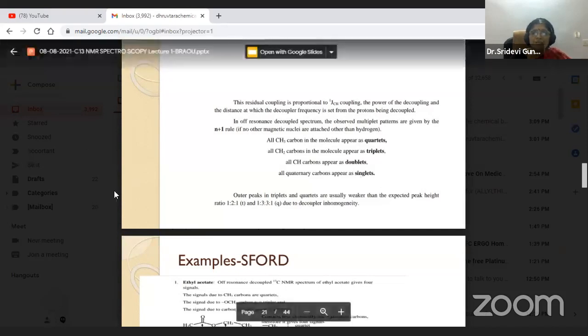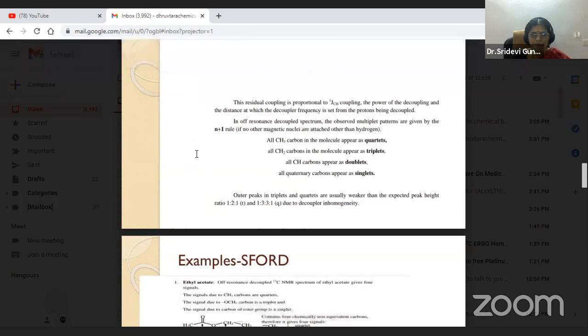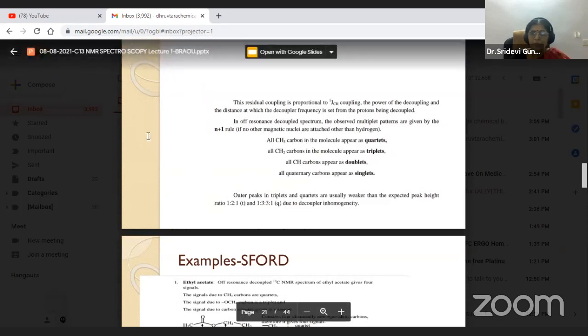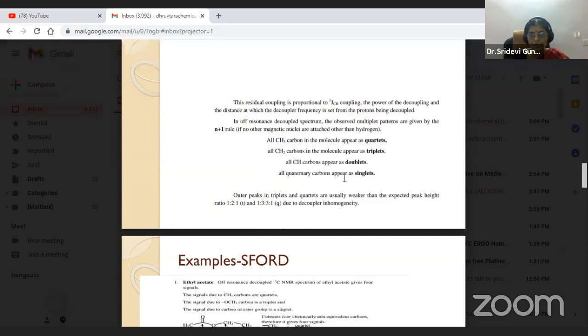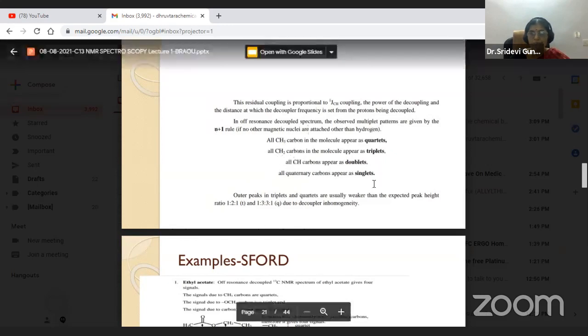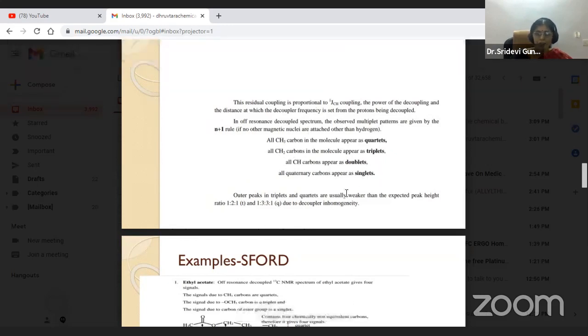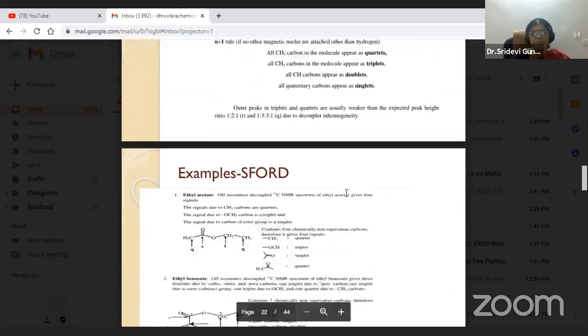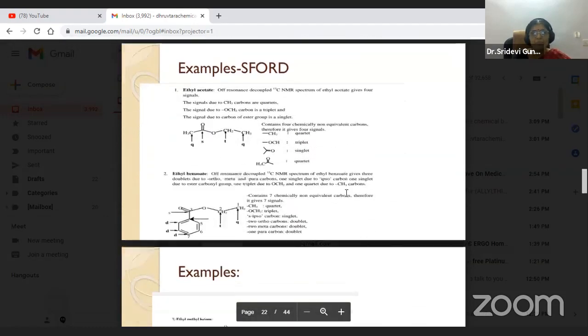So what is the advantage here? In the off resonance decoupled spectrum, you will be able to identify which signal is CH3, which is CH2, which is CH, and which is a quaternary carbon, for the different carbons in the molecule. Let me show you some examples.